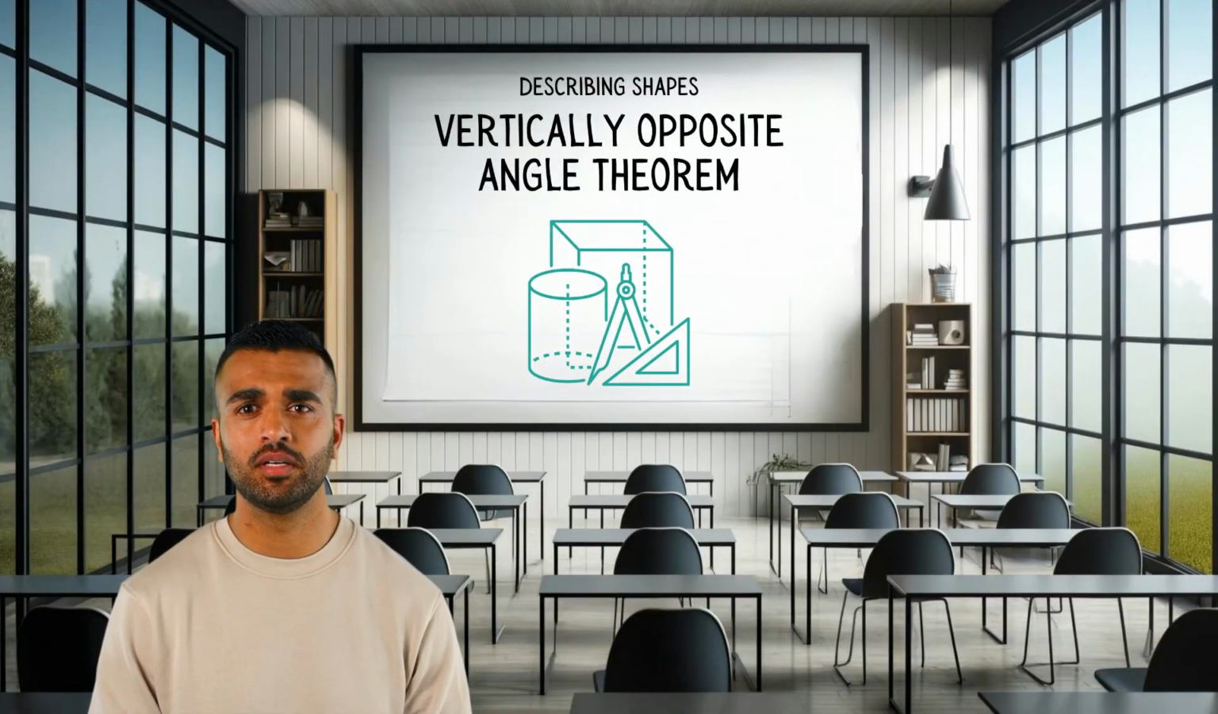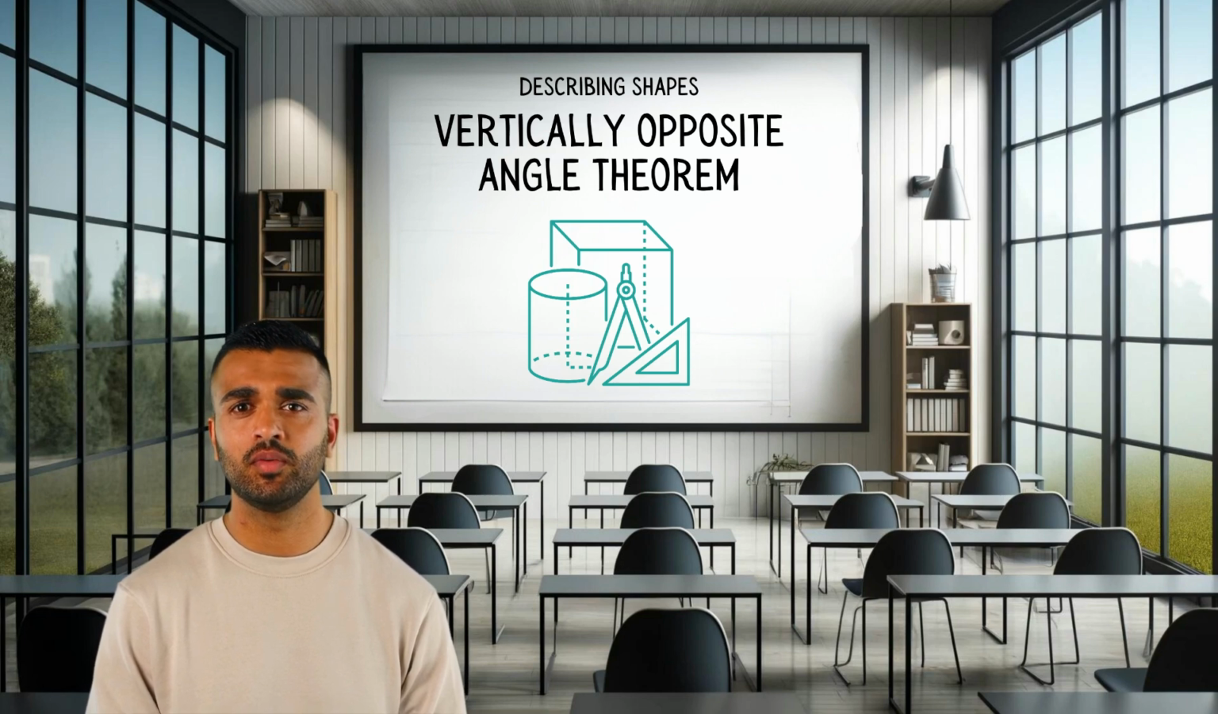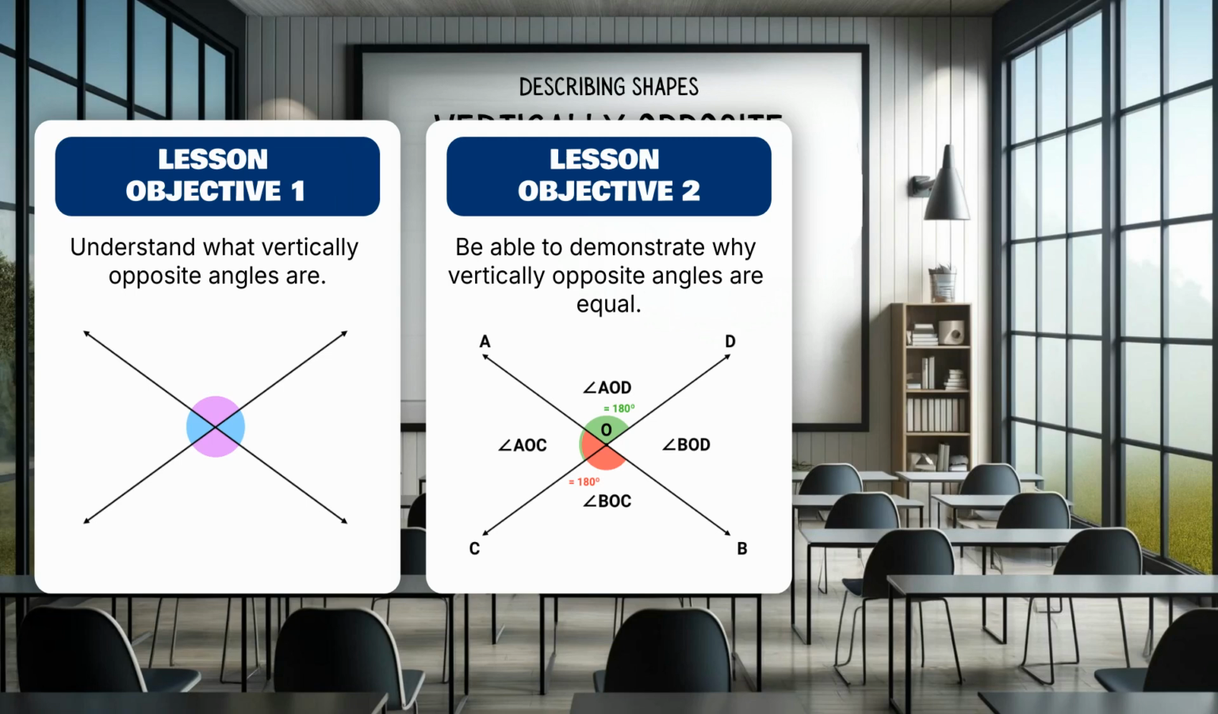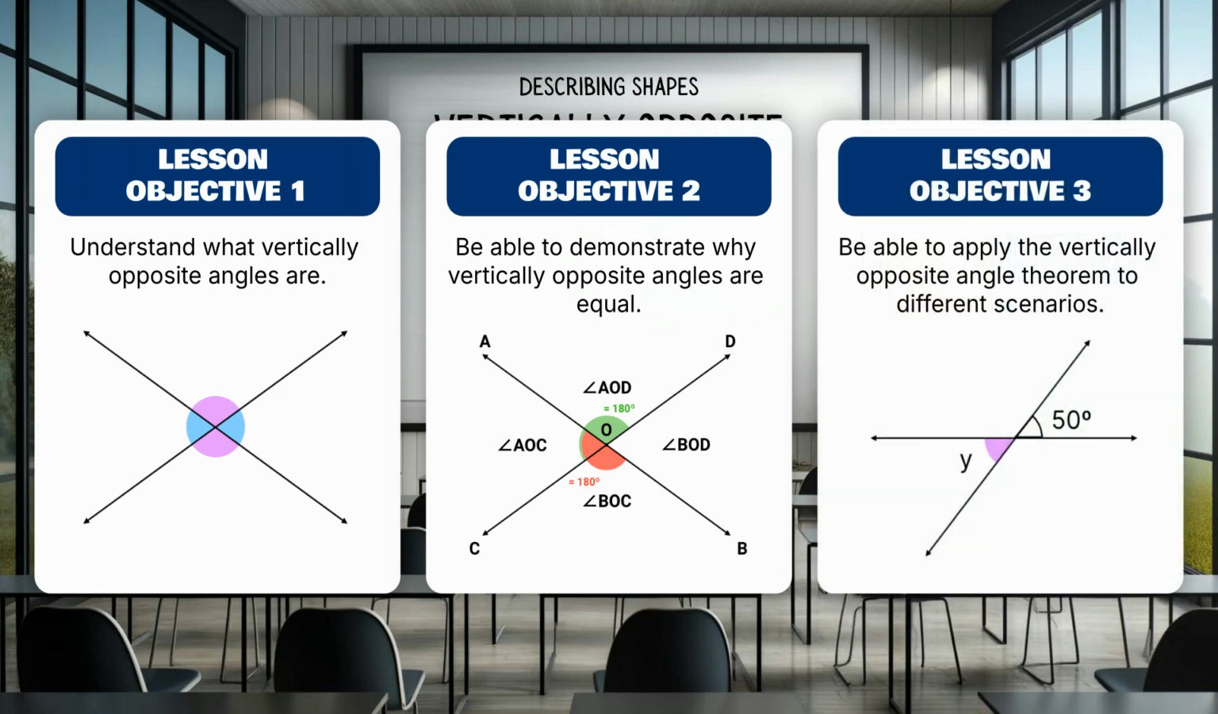In today's lesson, we will start to understand and work with angle theorems, specifically focusing on the vertically opposite angles theorem. Here's what we'll cover. First, we'll introduce the concept of vertically opposite angles, which are created when two lines intersect. Next, we'll use our knowledge that angles on a straight line add up to 180 degrees to demonstrate why vertically opposite angles are equal. Finally, we'll apply this theorem to a variety of examples to ensure you can recognize these types of angles and use our new theorem effectively in different scenarios.